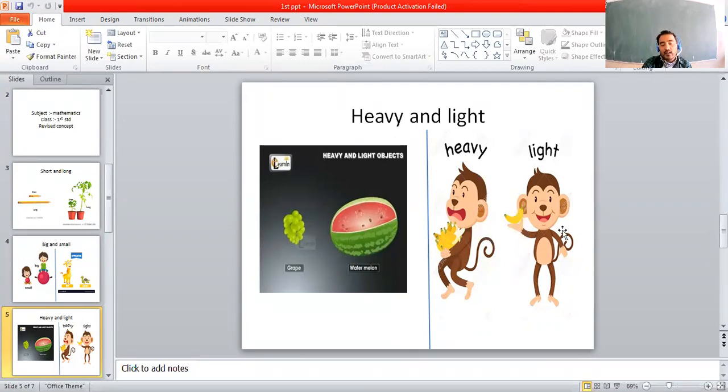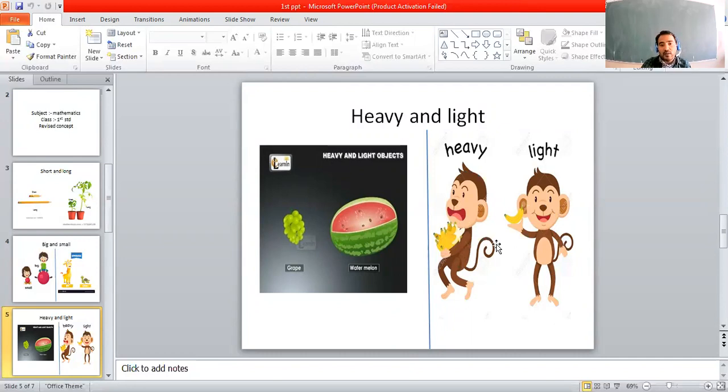Now go for the right side of the picture. So now, which is the heavy one? Which monkey has to take a heavy weight? On the left side, the first monkey has a heavy weight. More than one banana is there, so it is the heavy weight of the bananas.